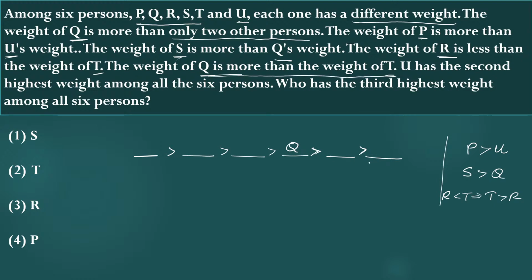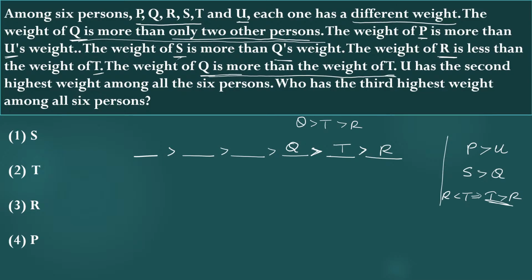So, here we can write T, why? Because Q is greater than T and T is greater than R. So, only two persons have less weight than Q, which means we can write T here and R here. Do you understand? I am writing T here because it is given that only two persons are less than Q. So, Q is more than only two other persons.